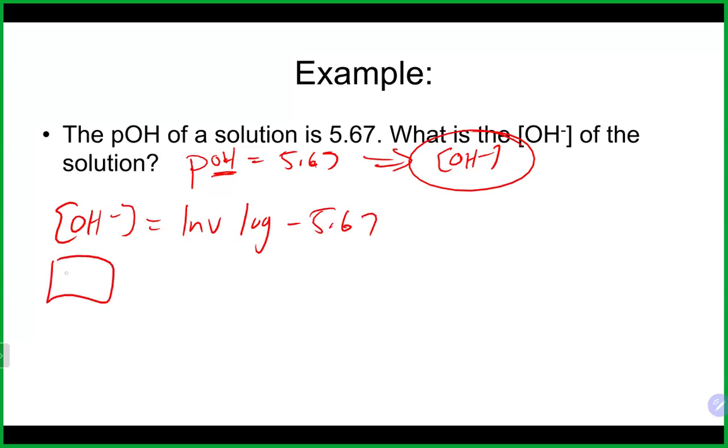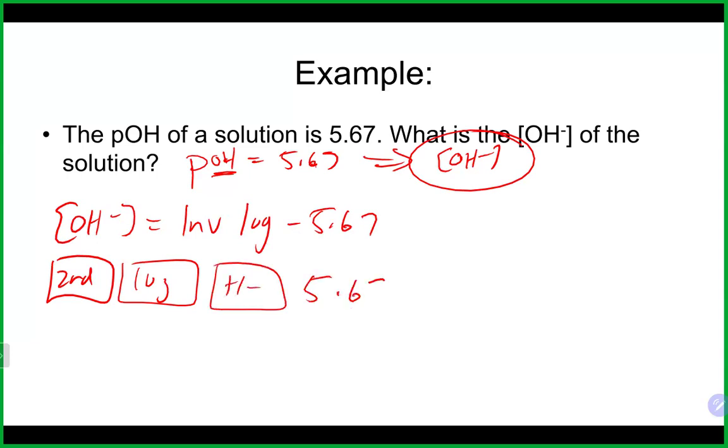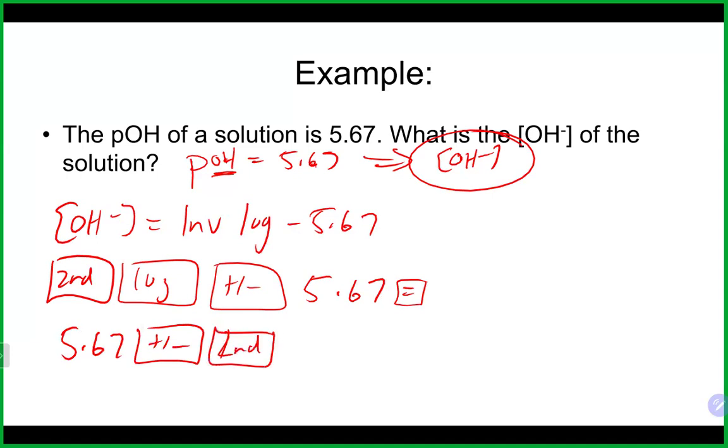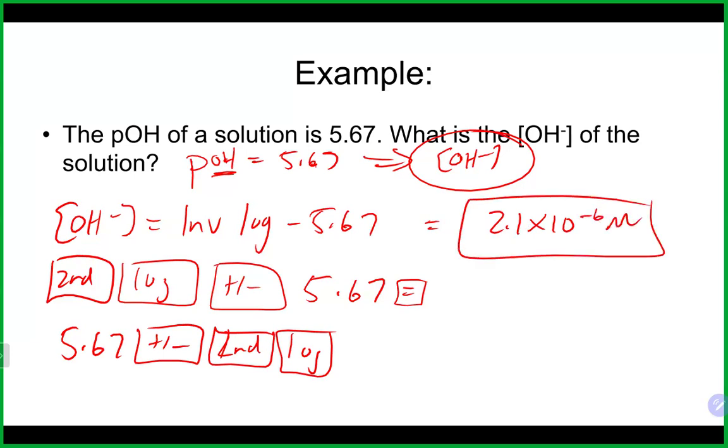Once again, second log, negative, whichever button you got, 5.67, equals. That should get you here: 2.1 times 10 to the negative 6. Yeah, 1, 2, 3, 4, 5, 6, negative 6. Any question on that one there?